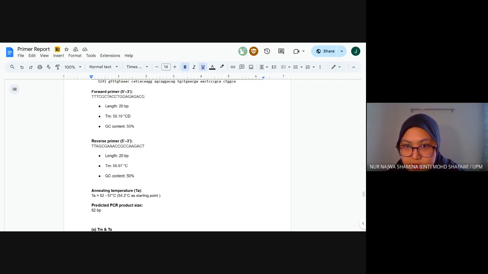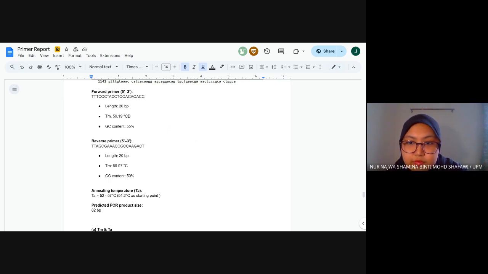Yes. So the sequence is, as you can see, that is the sequence. The length is 20 BP long, which is the optimal length for ensuring specificity and efficient binding. So next, the GC content. It has 55% GC content. Also, the melting temperature, TM, is 59.19 degrees Celsius.